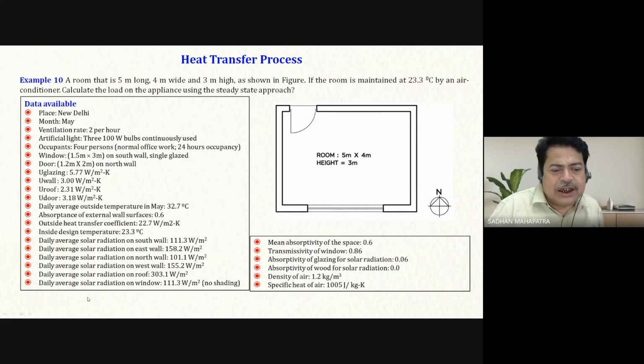Here we have the radiation data on all the different types of walls: south wall, east wall, north wall, west wall, again on the roof, and on the windows. We also have the U value for windows, that's the glazing, wall, roof and door. What is the outside average temperature? This is a steady state method. It's an approximation.